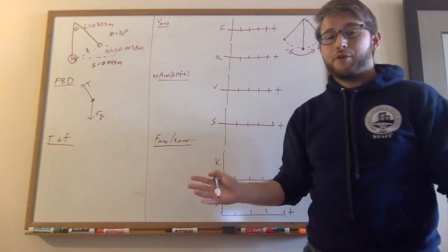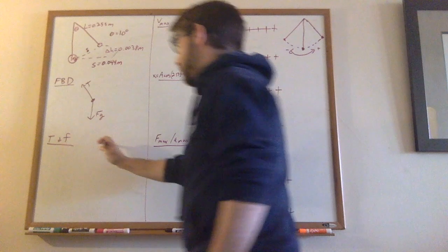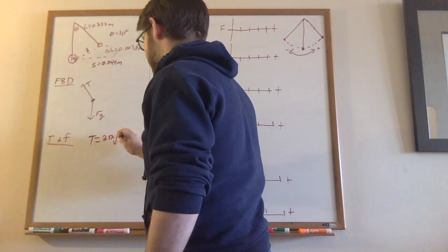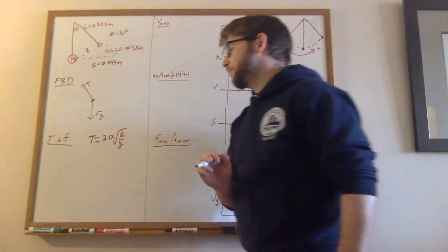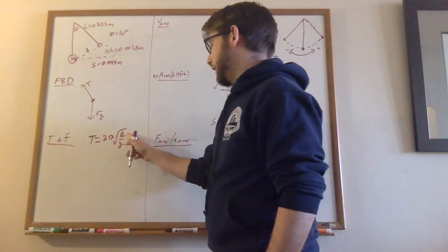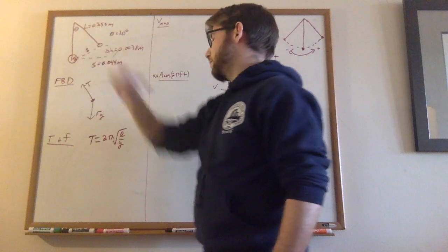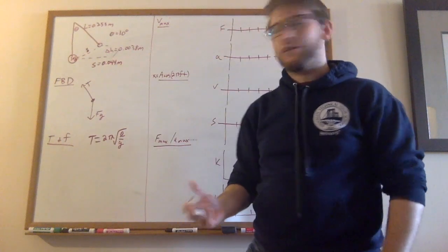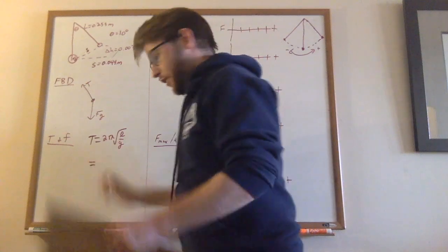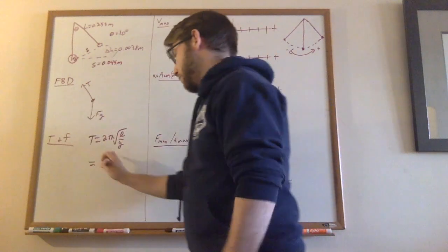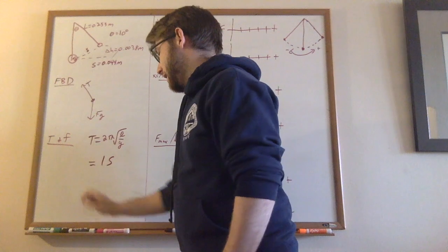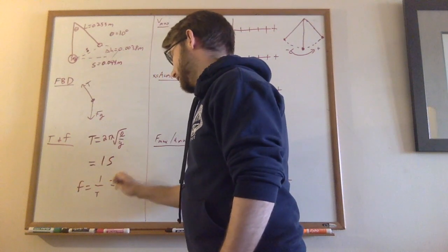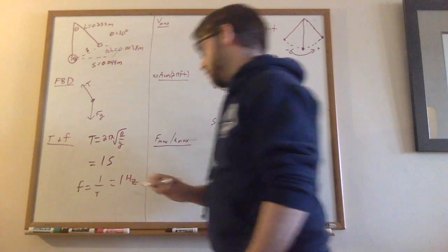For period and frequency, that part should not be too bad. We have an equation for the period of a pendulum. We've got our length, that's 0.253 meters. G, I use 10 newtons per kilogram. You can use 9.8, whichever one you like. And I got a value for the period of about 1 second. And since frequency is 1 over period, frequency is 1 hertz.